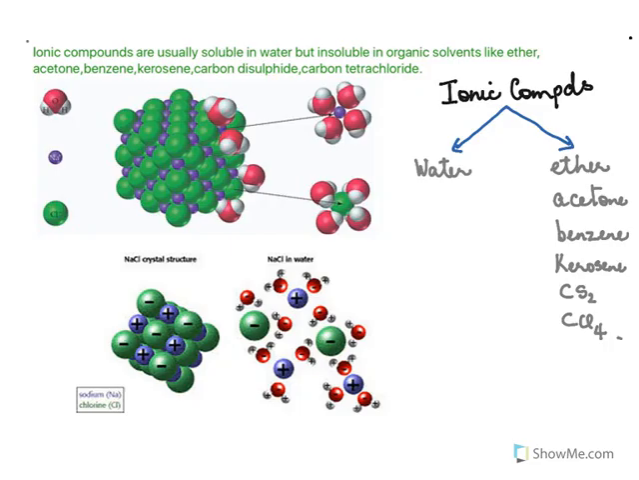Now we'll learn about the solubility of ionic compounds. Ionic compounds are soluble in water, but they are insoluble in organic solvents like ether, acetone, benzene, kerosene, carbon disulfide and carbon tetrachloride. So in water they dissolve, and we have seen how salt dissolves in water, how copper sulfate dissolves in water and forms a clear solution. But they do not dissolve in these organic compounds like ether, acetone, benzene, kerosene. These are all organic solvents.